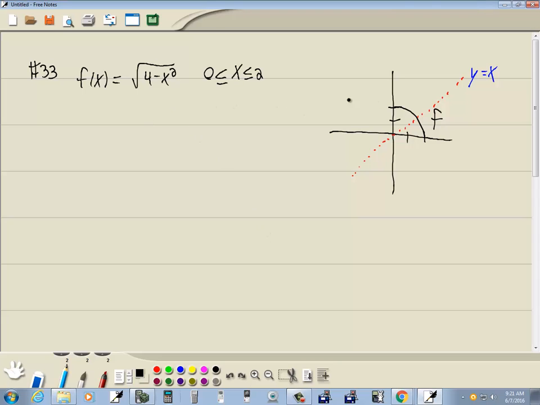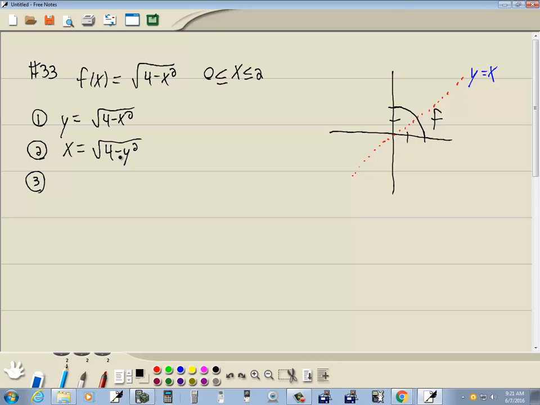But we're going to go through our steps. First step is we're going to replace f of x with y. So I got y is equal to square root of 4 minus x squared. Step 2, you swap, interchange x and y. So you got x is equal to the square root of 4 minus y squared. Step 3 is you solve for y.